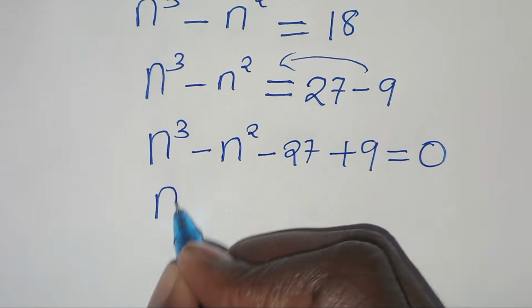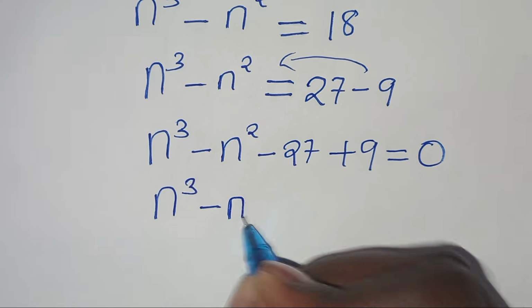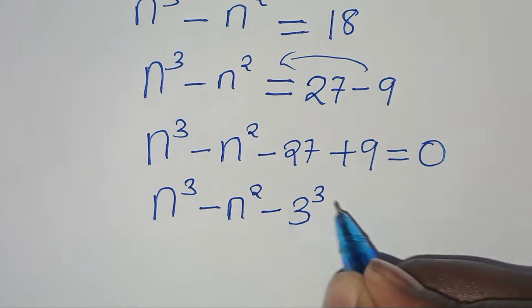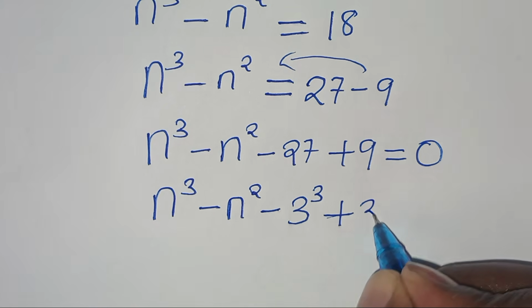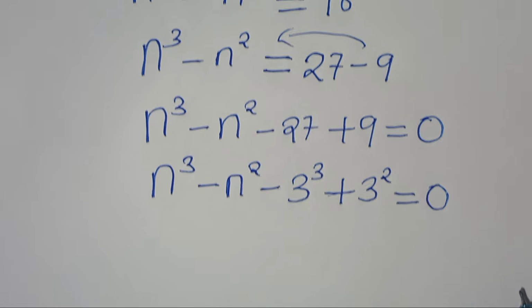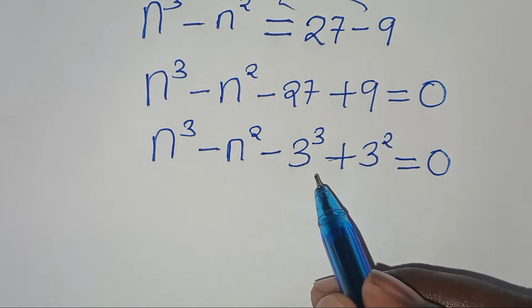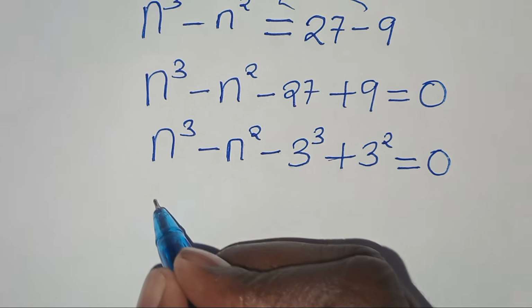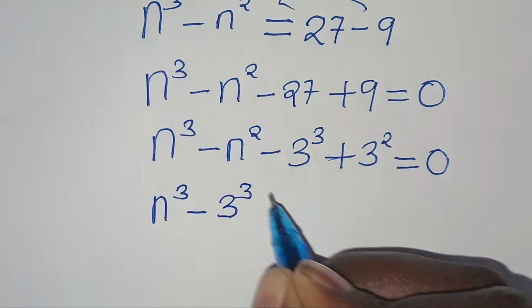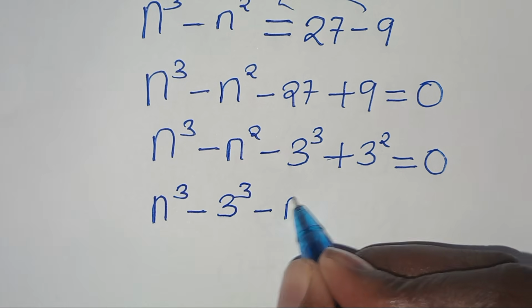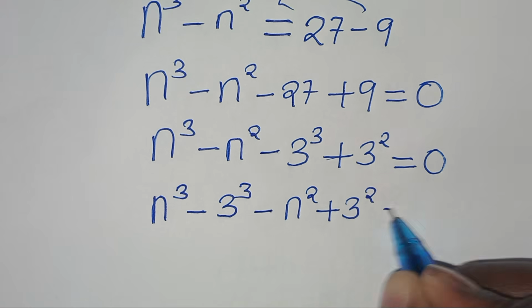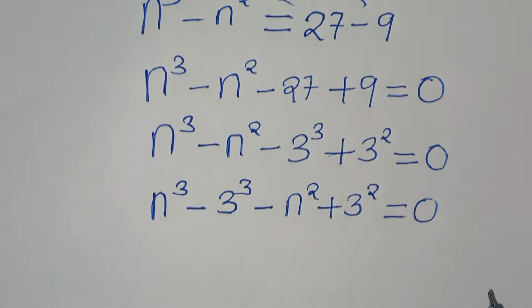So this is n to the power of 3 minus n to the power of 2, subtract 27, which is 3 to the power of 3, then plus 9, which is 3 to the power of 2. This is equal to 0. So we have n to the power of 3 and 3 to the power of 3 here, so we can express this as n to the power of 3 minus 3 to the power of 3, subtract n to the power of 2 plus 3 to the power of 2, equal to 0.